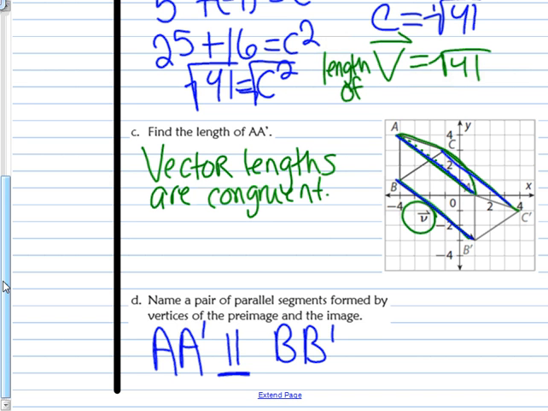Okay? They're all the same because we are mapping from a point on a pre-image to a point on an image. They're the same length and they're parallel to each other.